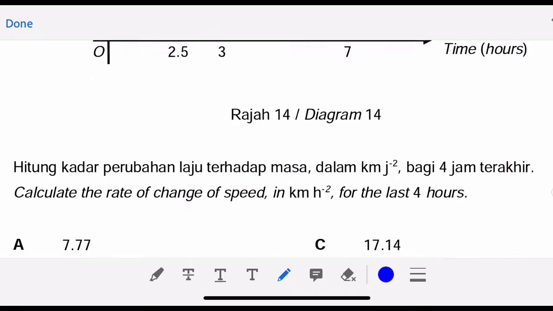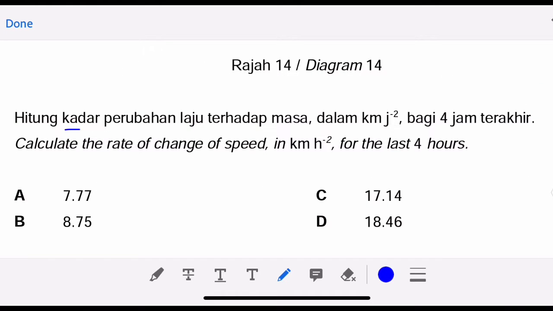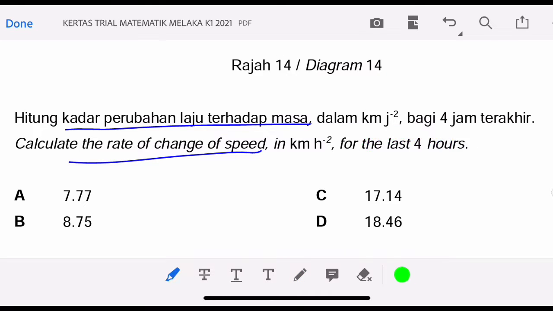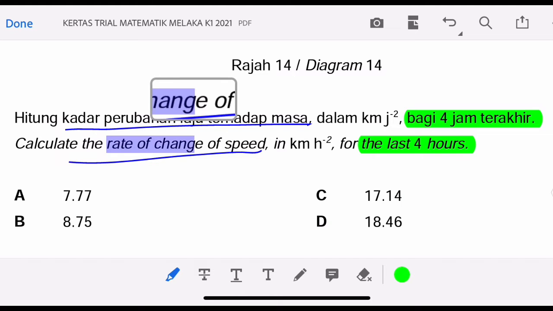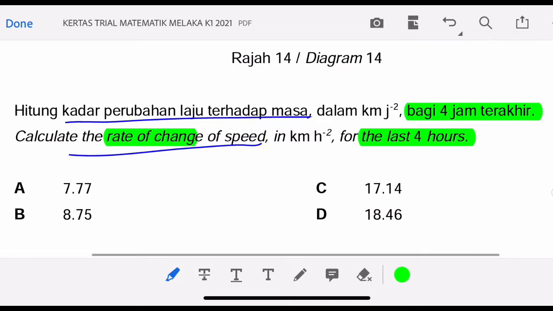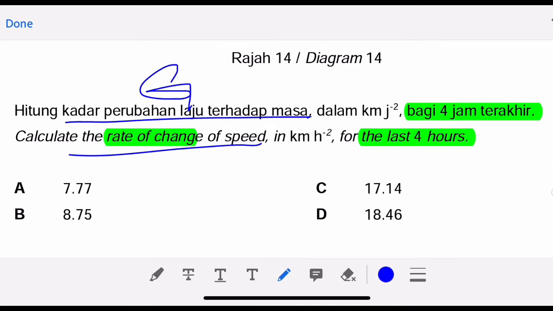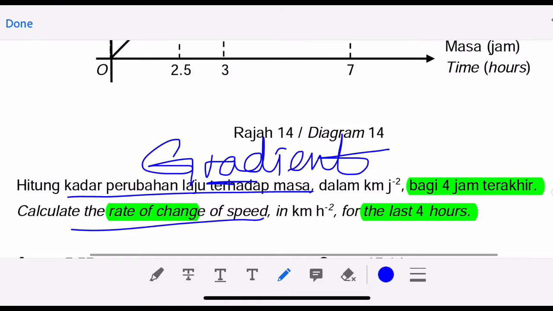So what was the question? Calculate the rate of change of speed with respect to time. Oh, they don't want the distance, they want the rate of change of speed for the last 4 hours. This is very important. Last 4 hours. Rate of change sounds like gradient. So when you see rate of change, it means gradient because it sounds like rate. Right, so you don't find distance.